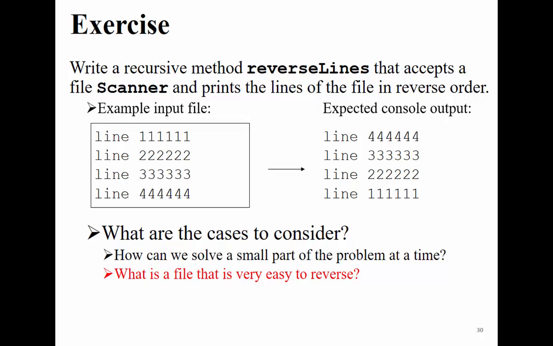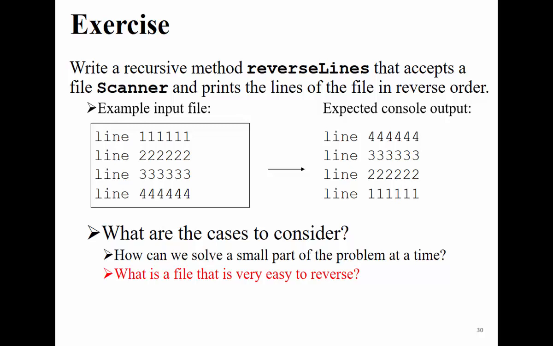These are questions we need to ask ourselves before we start. What is the case that we are considering here? The base case and the recursive call. What is the smallest version of this problem? We are asking you to read the file and print the lines in reverse order. What is the simplest case of this problem?